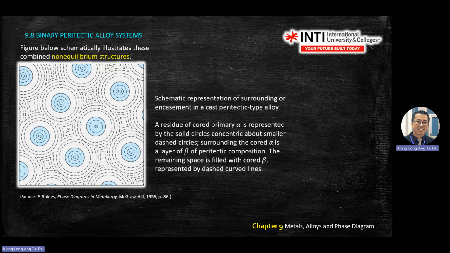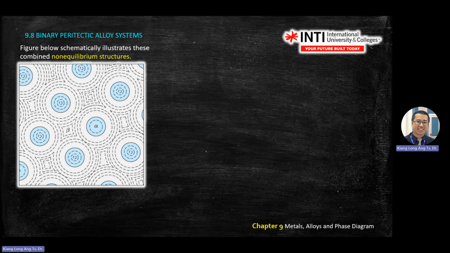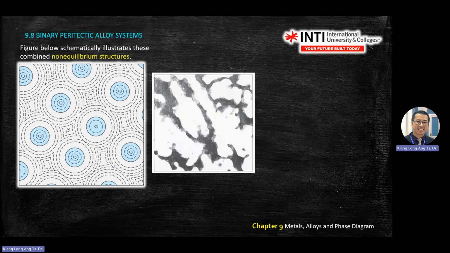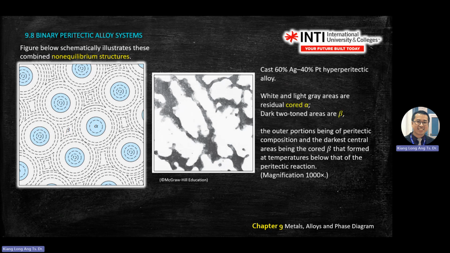So this is a schematic diagram of how the encapsulation happens. So you'll see this kind of microstructure. Dark one is beta. Residual light gray is the alpha. So this light gray here. Right.